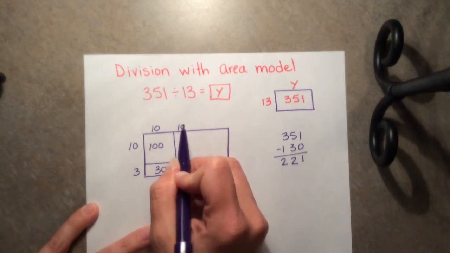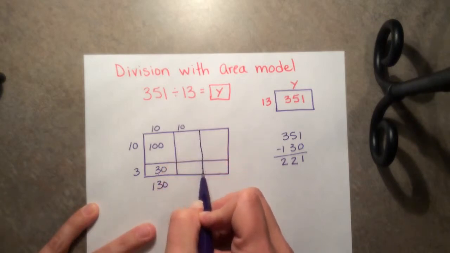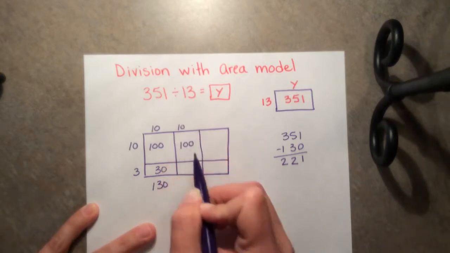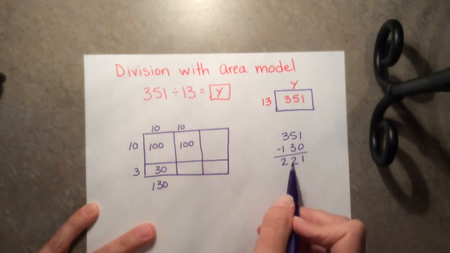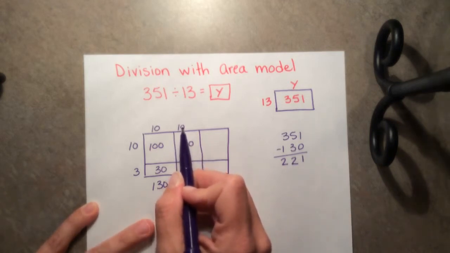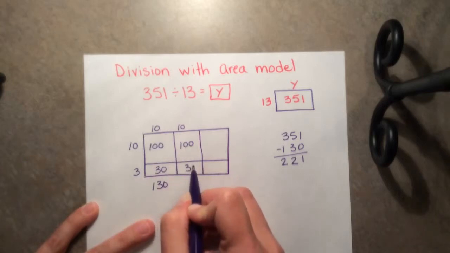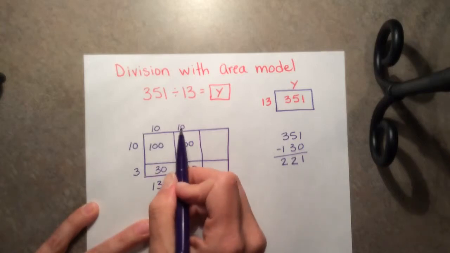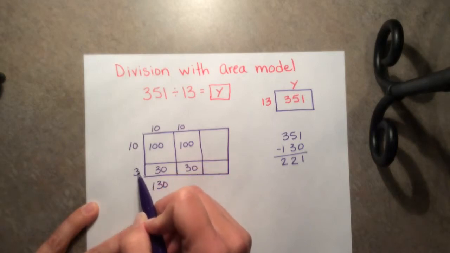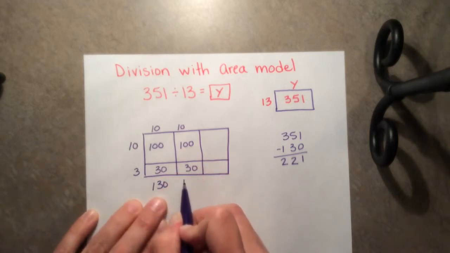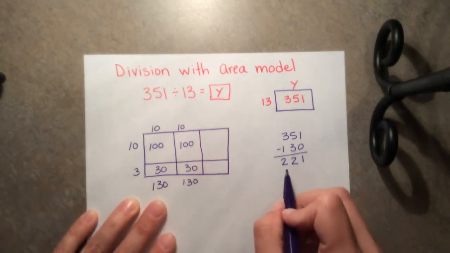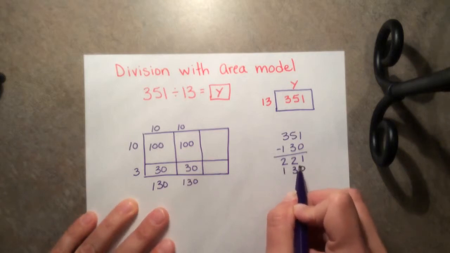Students then could say, well, I see that I have over 130 left, so I can take another 10. 10 times 10 is 100. 10 times 3 is 30. Or 10 times 13 gives me 130. So you would subtract 130 again.